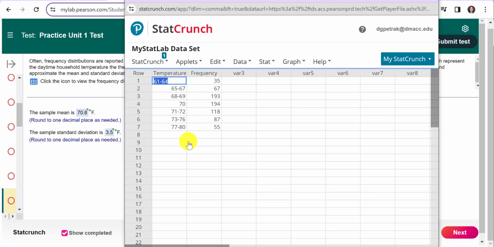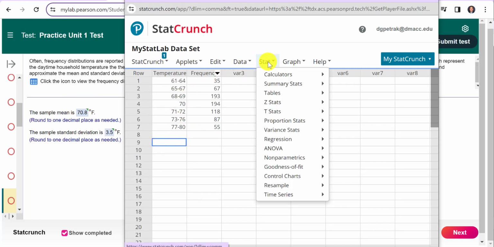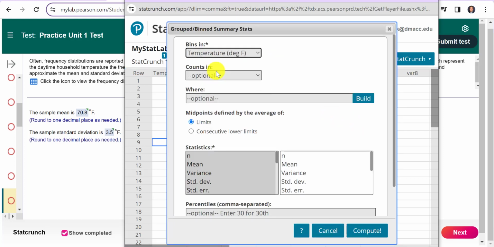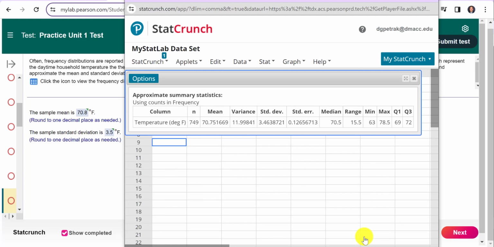That table, this one right here, really messes with us. So when we want to find that one, we're going to want to go Summary Stats, Grouped bin data, temperature, frequency, but use consecutive lower limits for that one. And there we got it. Cool.